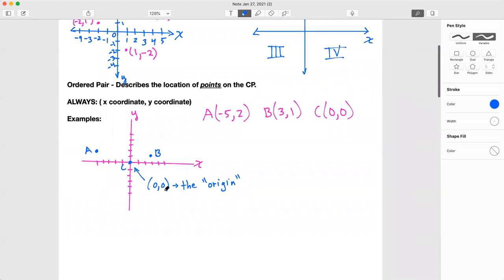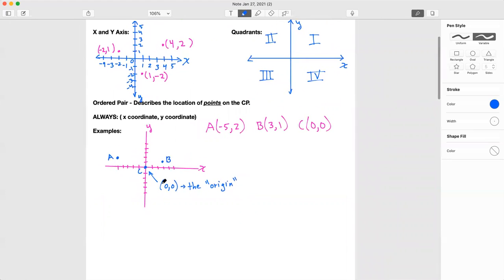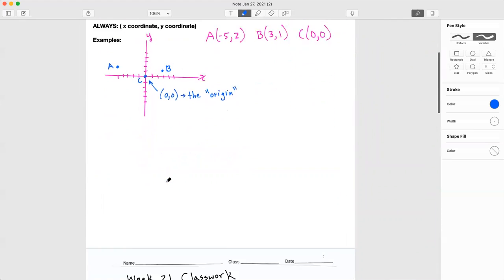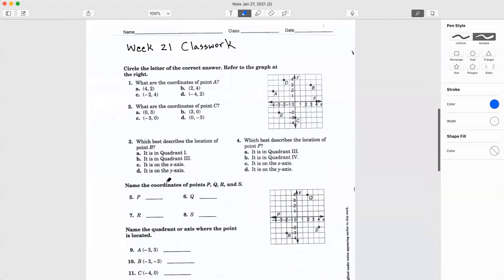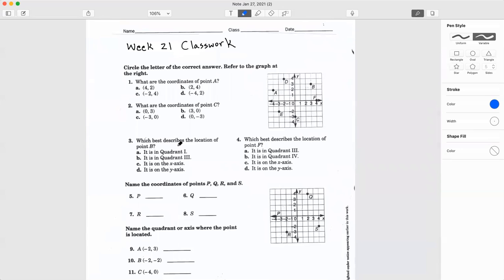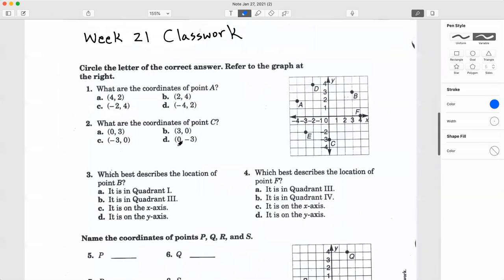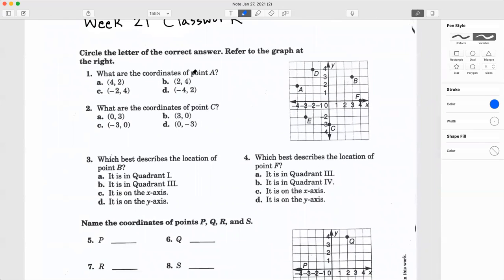Okay, so we're going to do a few little examples here on your first worksheet. This is your classwork. We're just going to do number 1. What are the coordinates of point A? Well, let's find point A here on this coordinate plane. I see it right here. So remember, it's always x coordinate, y coordinate. So how far did we go over left and how far did we go up?